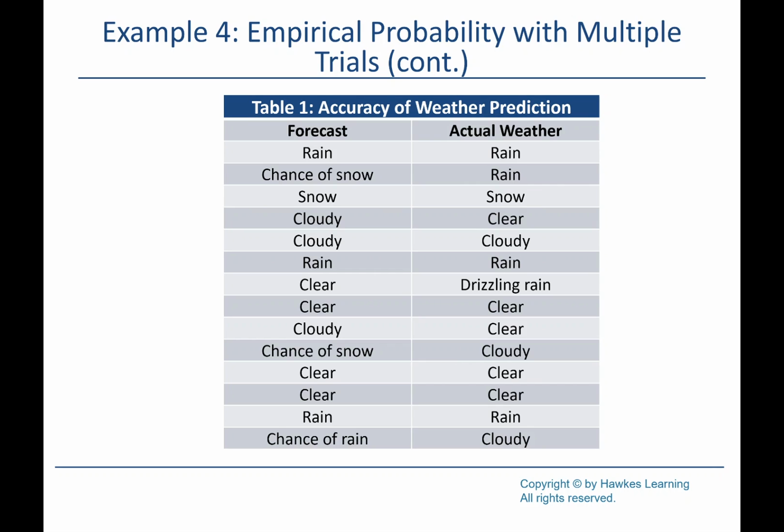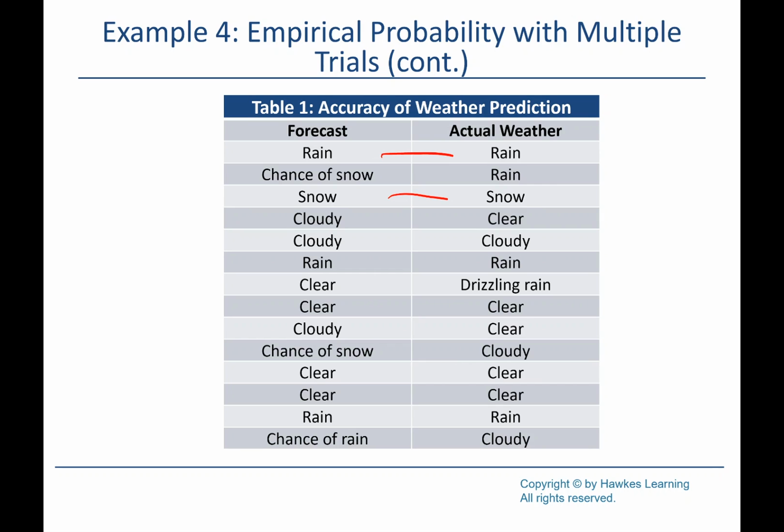So what we want here, we want the days where they got the forecast correct. That would be our event. And then we're going to divide by the total number of days that we checked. So here on the first day, rain, rain. Okay, that one matches. Next day it says chance of snow and then rain, so I'm going to skip that one.